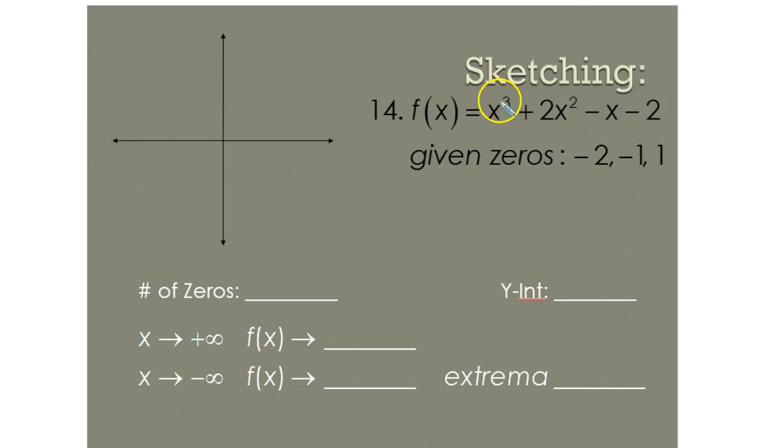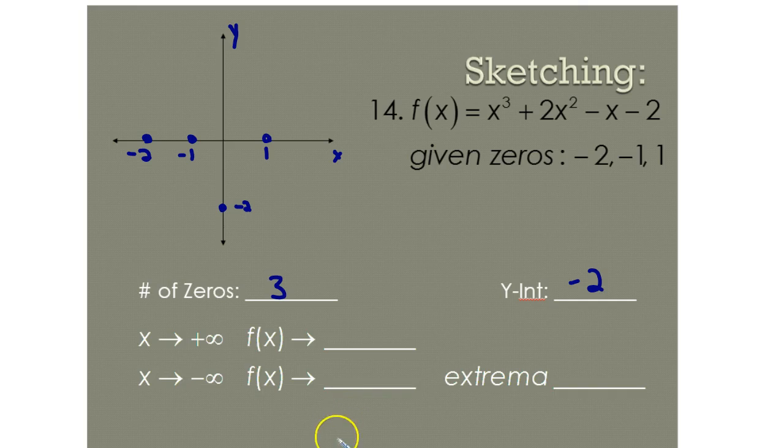Here we have a third degree polynomial function with 3 given zeros. So we know that we have 3 zeros, and they are given to be -2, -1, and 1. So I'm going to go over here, here, and here to just give myself -2, -1, that's going to be 0 right there, and then +1, some guidelines. The y-intercept is going to be the constant here, -2. So I'm going to come on the y-axis down to about -2, about right here.